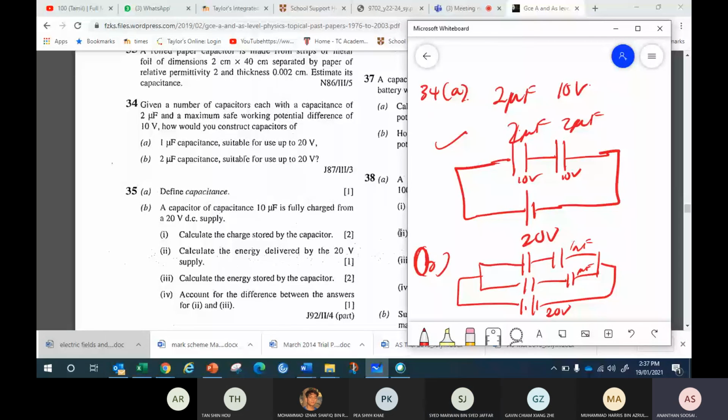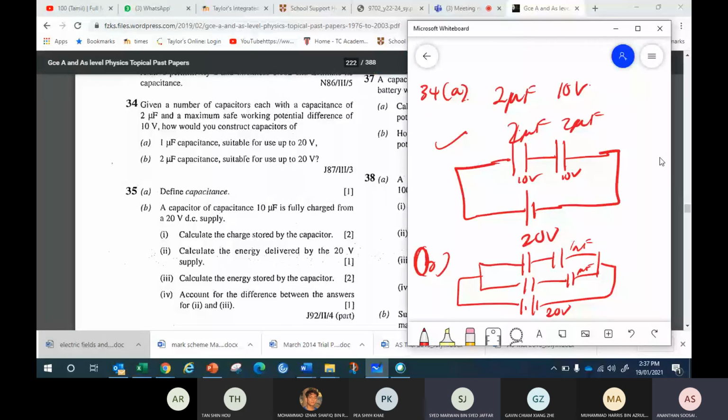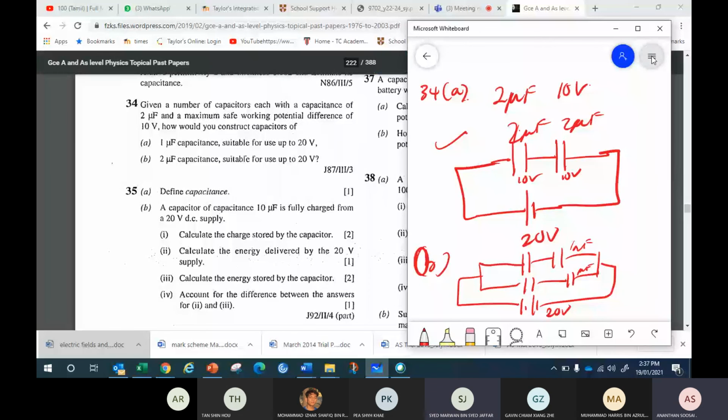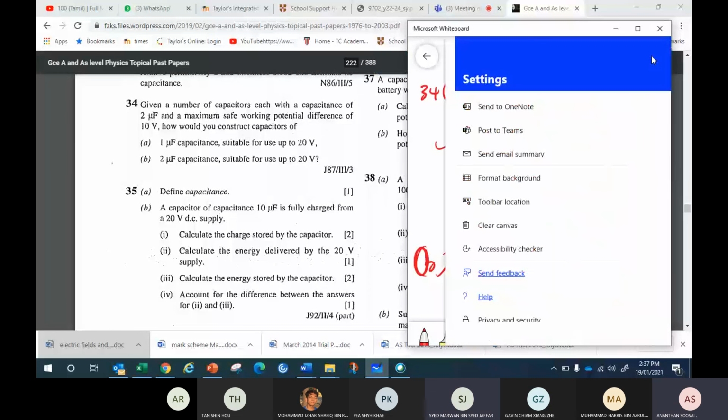Look at question 35. Okay, part A, you know that. What is capacitance? Capacitance is the ratio of the charge stored in each plate per unit voltage across the plates. Okay. Okay, B. Give me the answer.